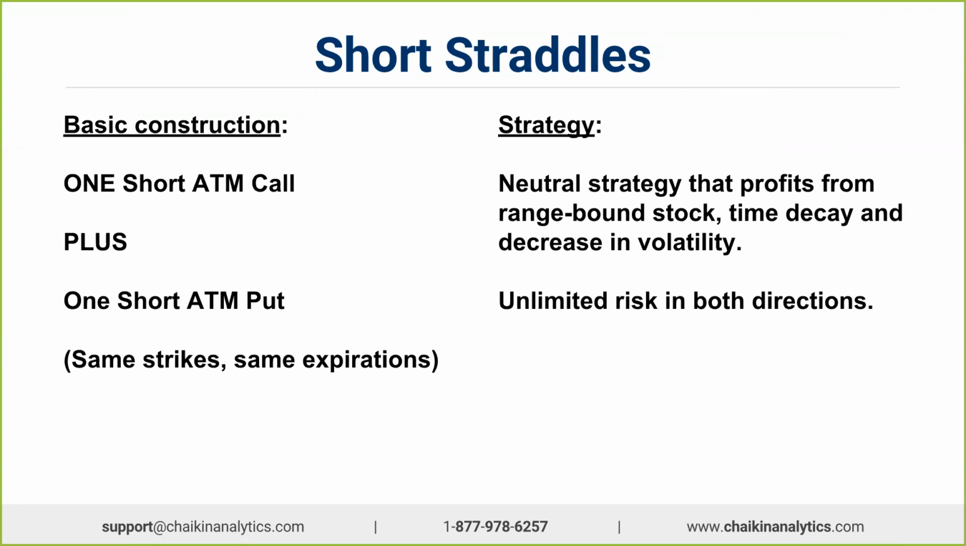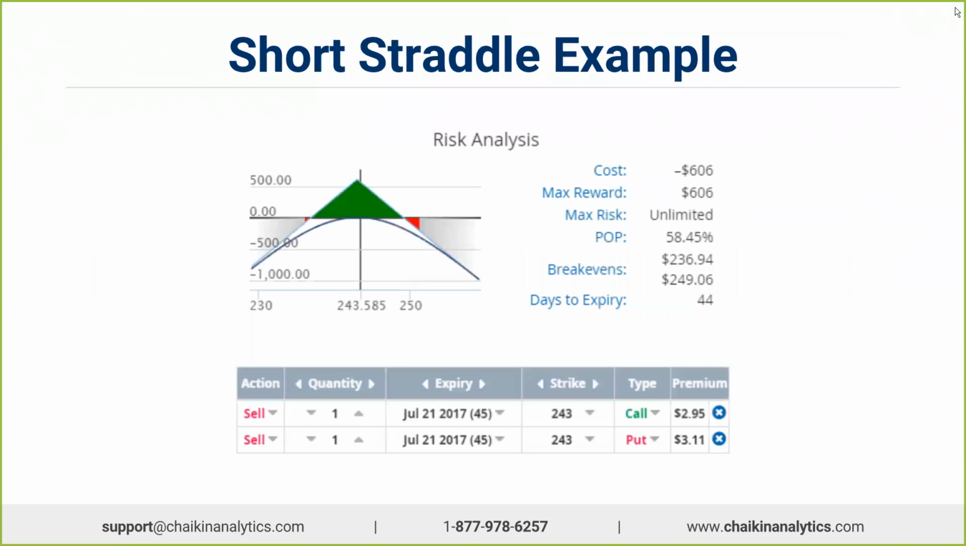Again, unlimited risk on either side. So you really got to be careful with what you're doing. You'll see your break evens. In this case, this is the inverse. We just flip this around. Instead of buying it, we're selling it. We make 600 at a max. We maximize our profit on this if the stock goes nowhere.